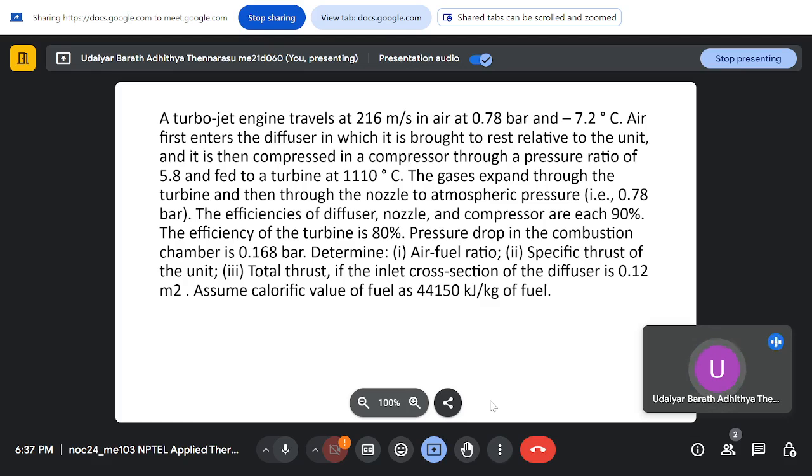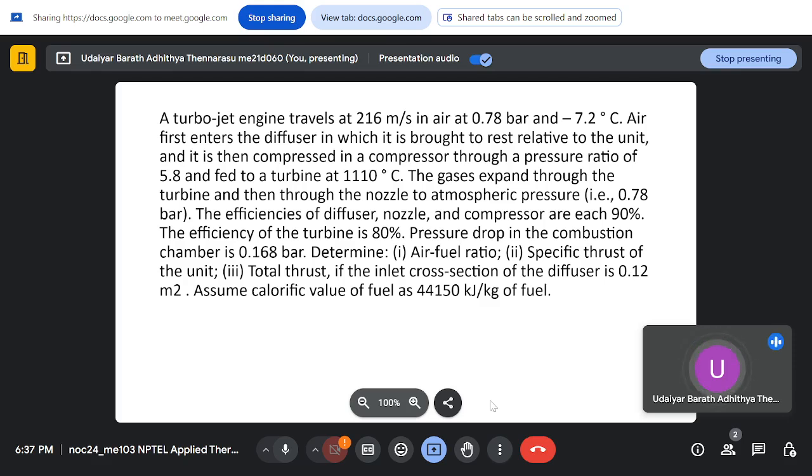So air first enters the diffuser, in which it is brought to rest relative to the unit, and it is then compressed in a compressor through a pressure ratio of 5.8 and fed to a turbine at 1110 degrees Celsius. The gases expand through the turbine and then through the nozzle to atmospheric pressure, so that is 0.78 bar.